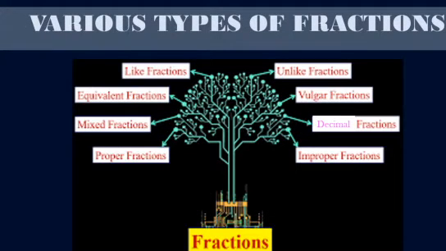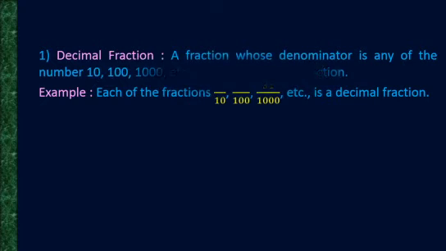There are various types of fractions, like fractions, unlike fractions, equivalent fractions, vulgar fractions, mixed fractions, decimal fractions, proper fractions, improper fractions. Let us discuss one by one. Decimal fraction. A fraction whose denominator is any of the numbers 10, 100, 1000 is called a decimal fraction. Example, 3 by 10, 27 by 100, 31 by 1000 are examples of decimal fractions.